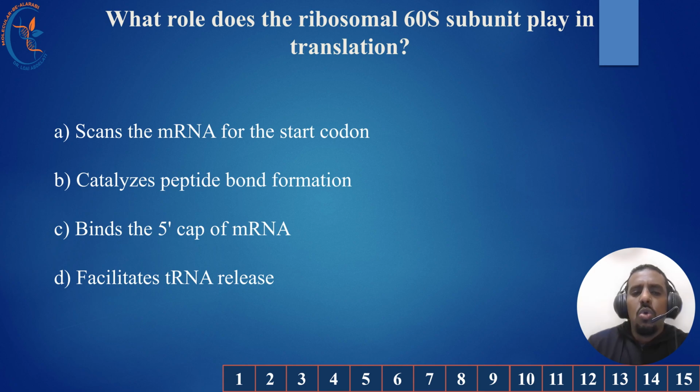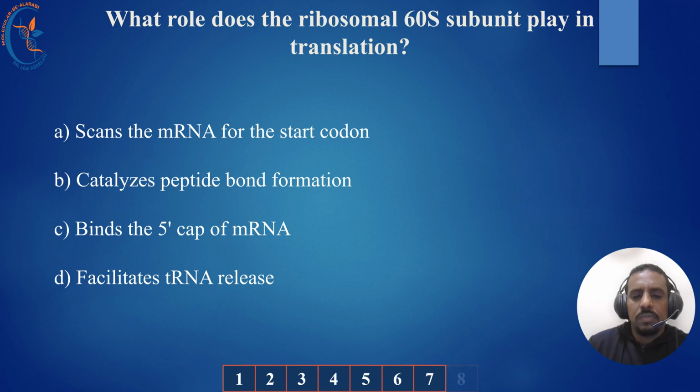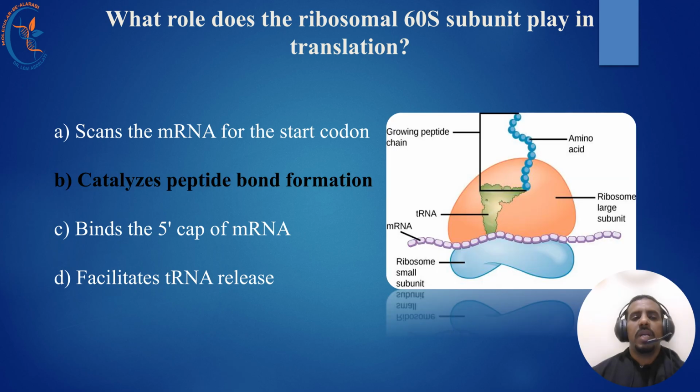Okay, next question is, what role does the ribosome 60S subunit play in translation? Actually, the 60S ribosome subunit plays a crucial role in translation by catalyzing peptide bond formation. This means it helps form the bond between amino acids to create a growing protein chain. This is the last question we have today.